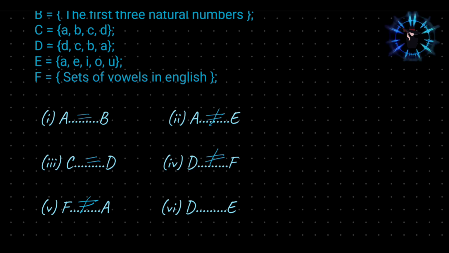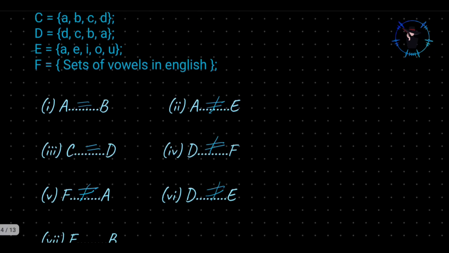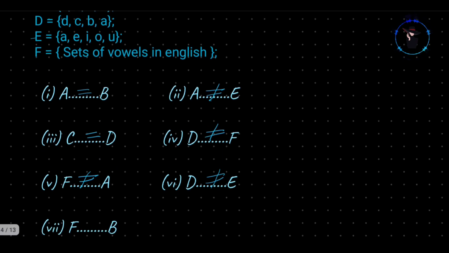D and E. What's D? B, C, D, A. E is vowels. No, not equal. Now, F and B. What's F? Set of vowels. And what's B we have? The first three natural numbers. Are those equal? No, of course not. Those are natural numbers and these are vowels. Not equal.